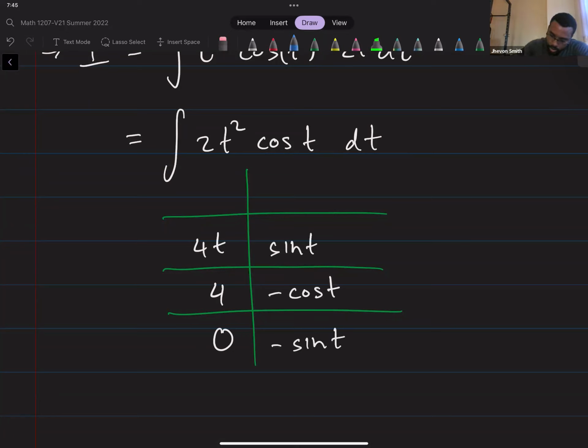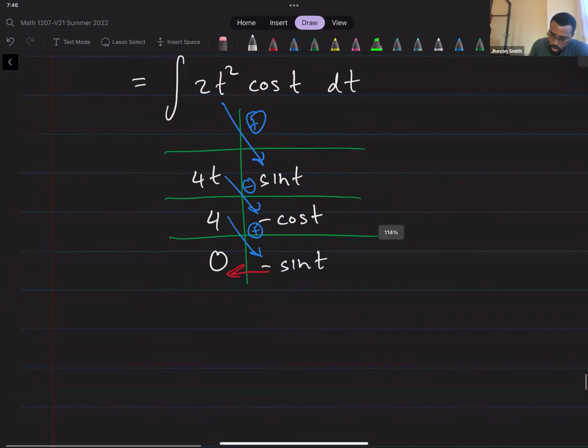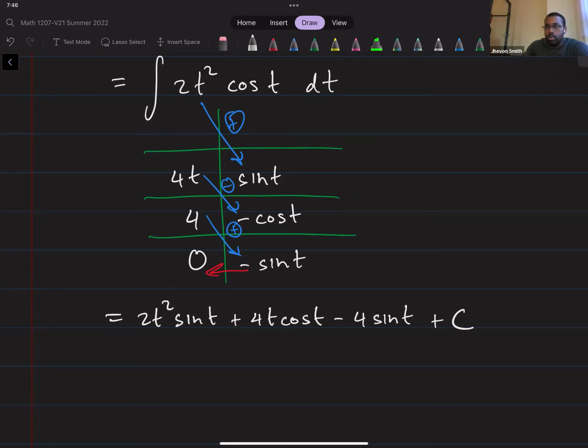So I stop there. This times this with a plus charge. This times this with a minus charge. This times this with a plus charge. Of course, this times this would give us a 0, so I can actually ignore that part. That's going to become the plus c. So this would be equal to 2t squared sine t plus 4t cosine t minus 4 sine t. And that would be the by parts.